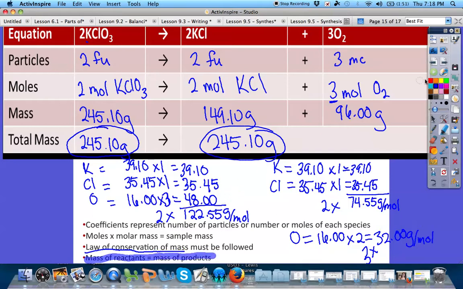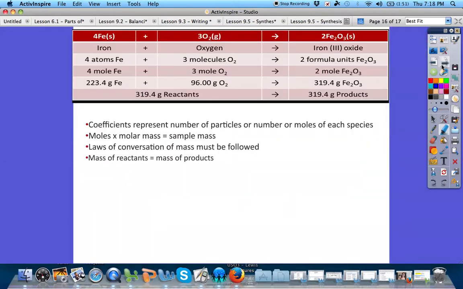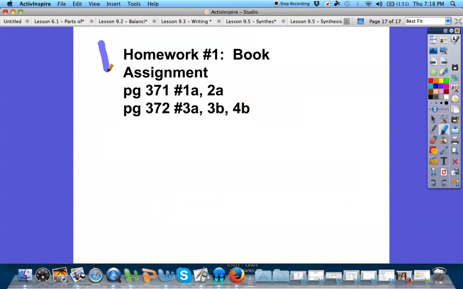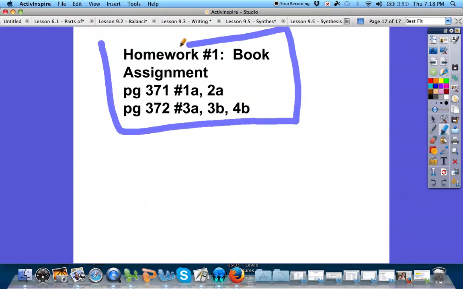Okay, so you have practice C in your packet to do, as well as this homework assignment from the book, page 371, numbers 1A and 2A, and page 372, numbers 3A, 3B, and 4B. If you want to write this on the front of your packet under homework number 1, you can do that. That's where it'll be part of your packet grade as well. But you will hand in this book assignment in the next class.